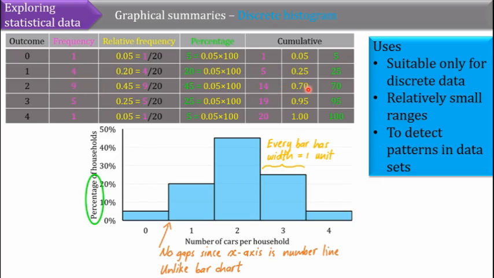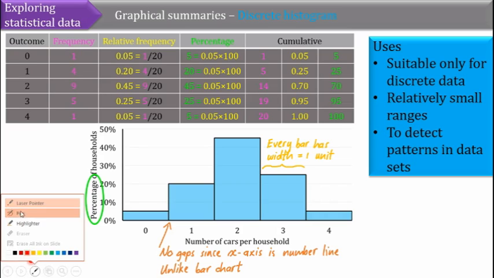The same for the cumulative relative frequencies. We will add up the relative frequencies as we go along, and the same for the percentages. So for the frequencies, we have to end with the sample size of 20, because by the time we get to the end of the table, we've added together all the frequencies. The relative frequencies will sum to 1, and the cumulative percentages will end up being 100, which is just 100% of the data.